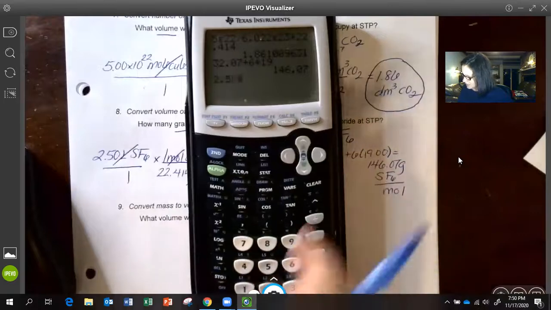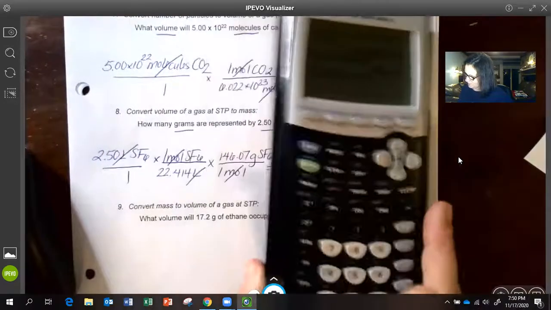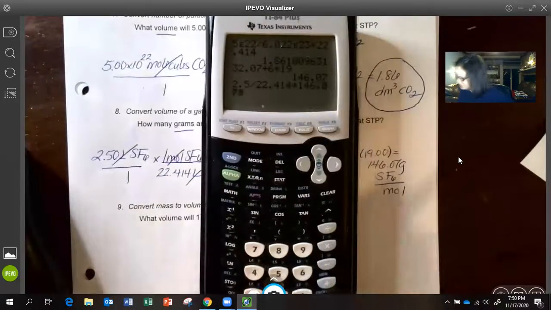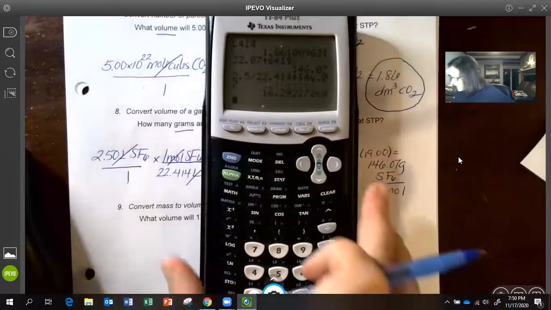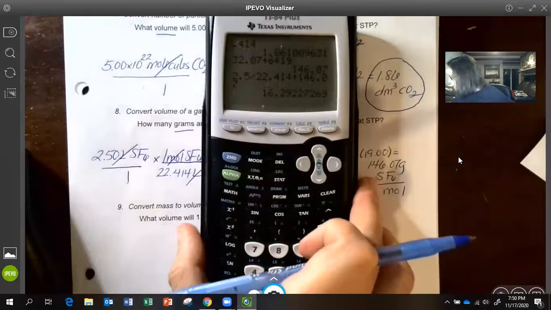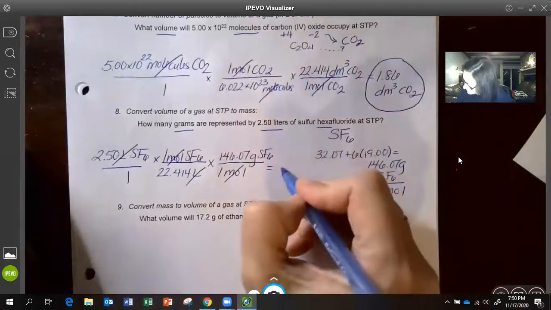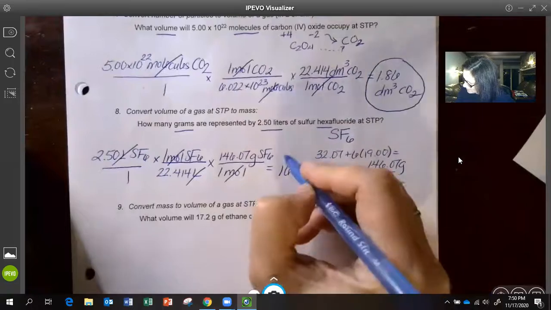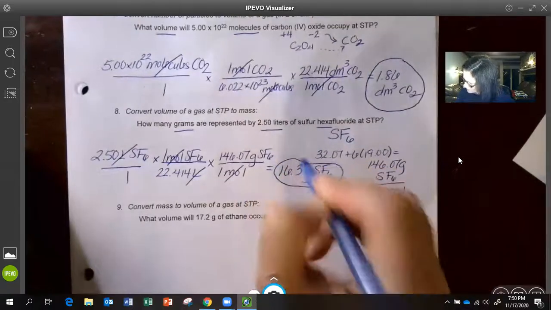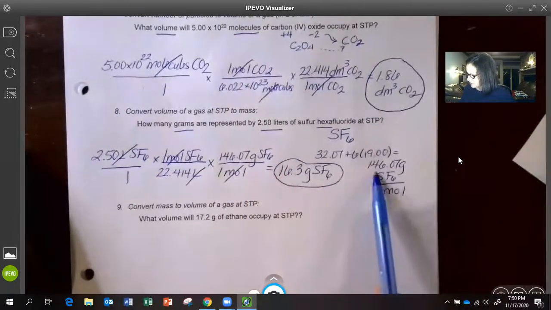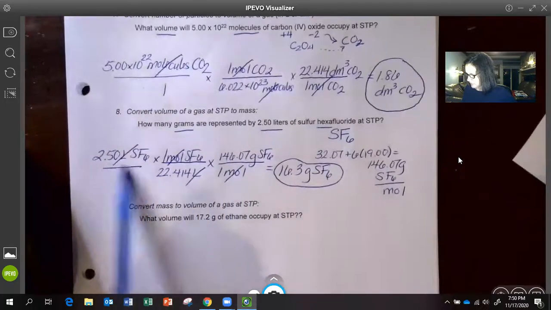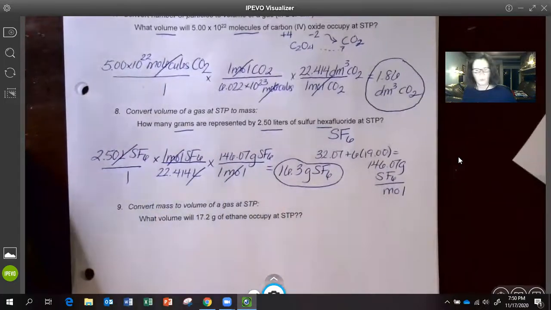2.5 divided by 22.414 times 146.07. And I get 16.3 grams of SF6. And that doesn't sound like an outrageous number either. If there's 146 grams in a mole, and I have about 1/10 of a mole here, 16.3 makes mathematical sense.